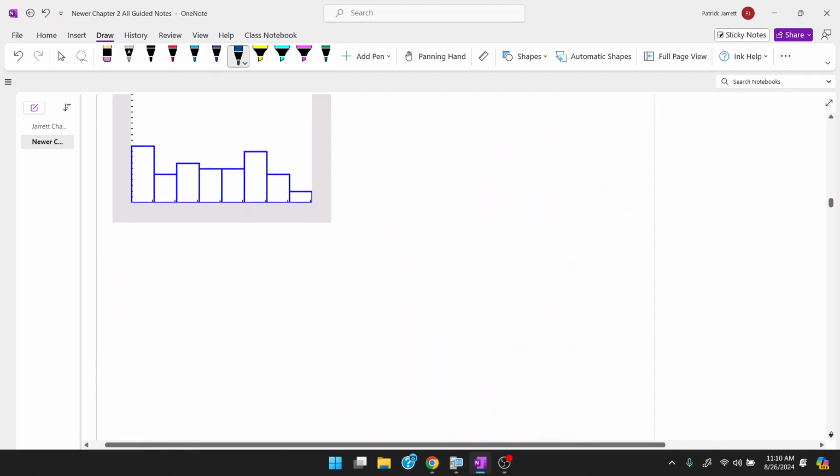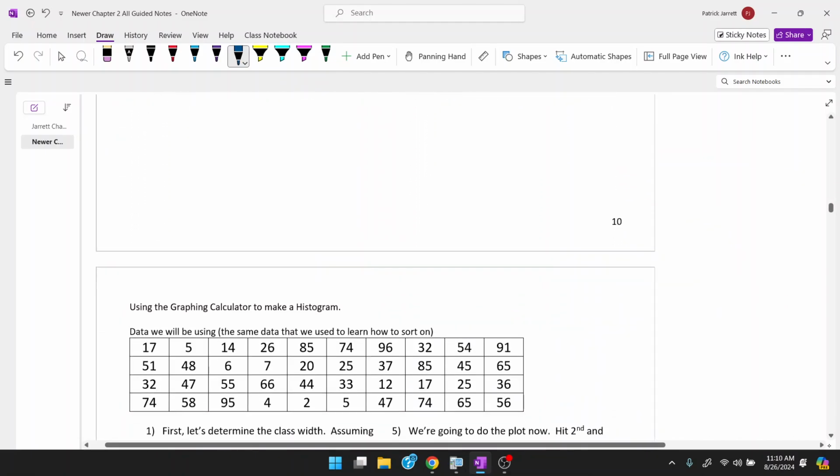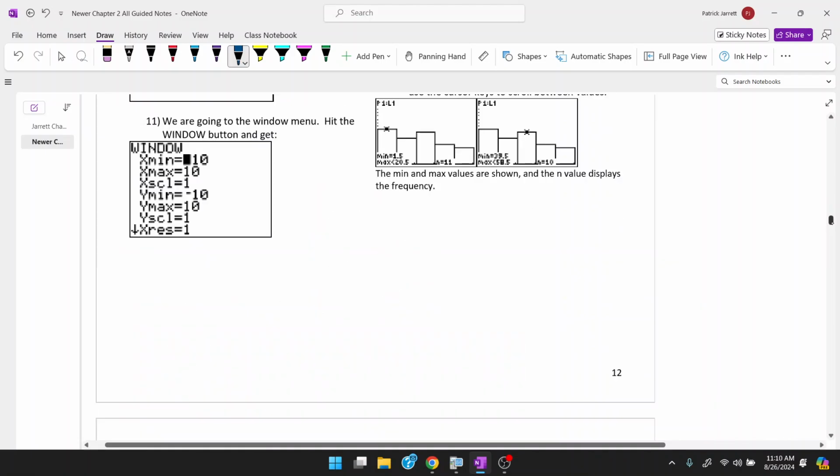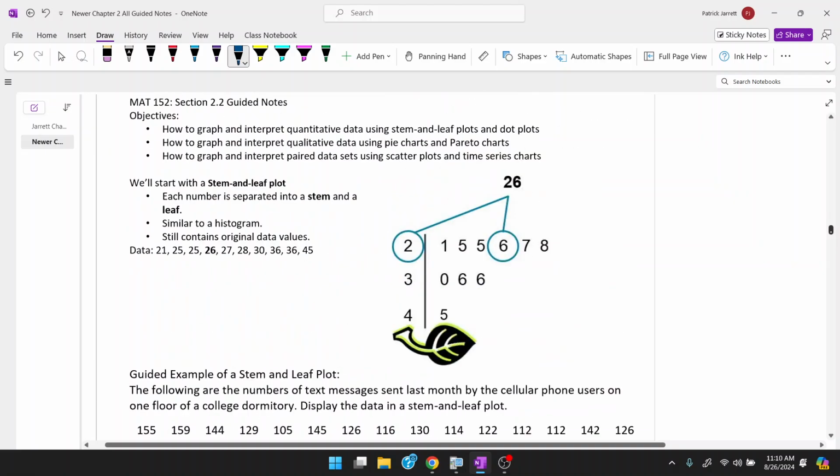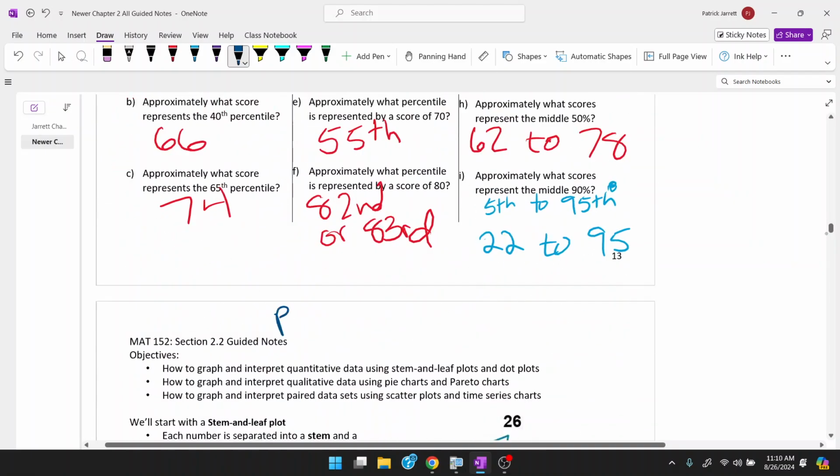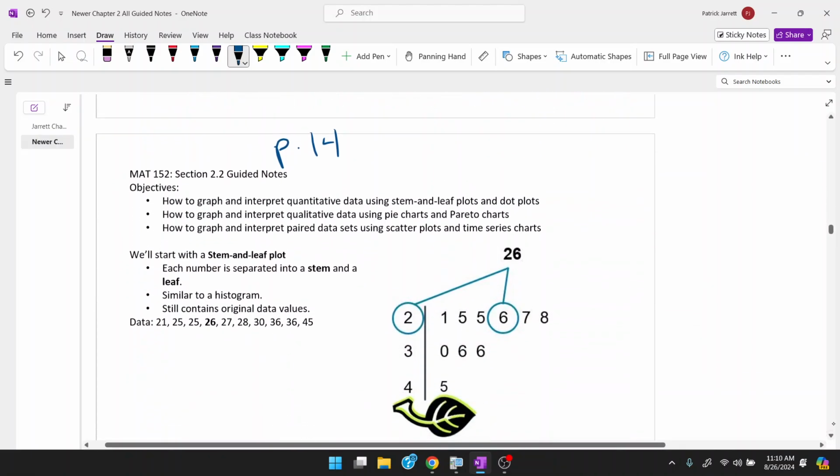Then you can draw the histogram. Let's not worry about those questions here, but we're going to jump on down to page 14. Now, stem and leaf plots, I'm not going to give you a stem and leaf plot on a test. You'll see that on your MyLab, but if I were to put every single thing on the test, your test would be much longer.